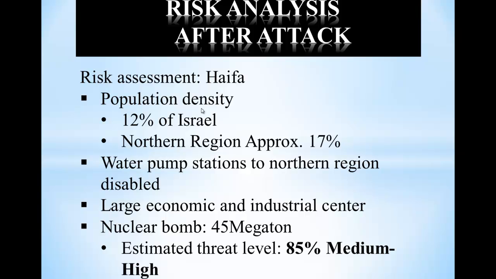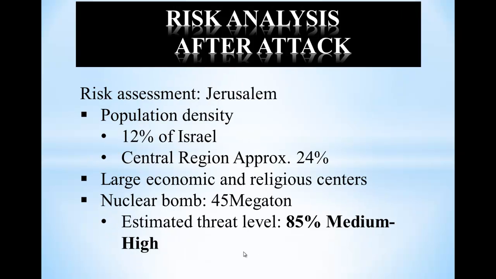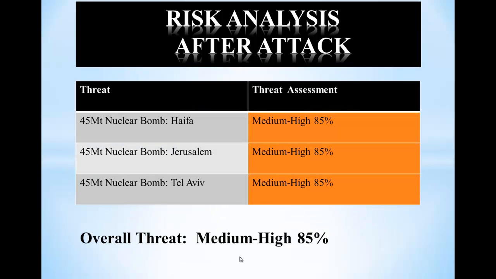The risk assessment for Haifa is a population density of 12% of Israel. Water pump stations to the northern region will be disabled. Large economic and industrial centers will be damaged. We considered a threat level of 85% as well. Jerusalem, population density of 12% of Israel. Large economic and religious centers, and 85% threat level there as well. Again, this is the overall threat. This would be a medium high of 85%.